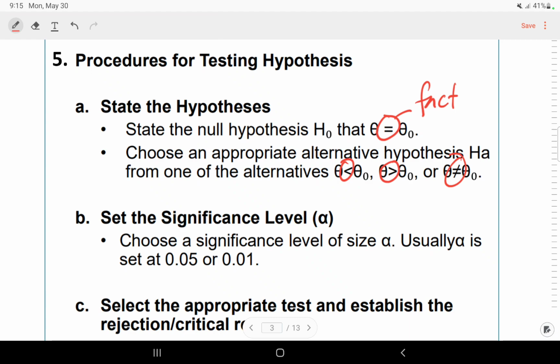Letter B is to set the significance level because this will be very important in identifying the rejection region. I hope you still remember. Letter C is to select the appropriate test and establish the rejection or critical region. So you have to select whether z-test or t-test. That's what we are going to focus on in this part.